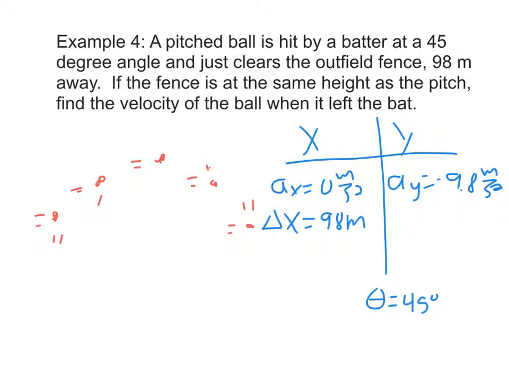We know that the ball starts and ends at the same height. So delta y is going to equal 0 meters. And we don't really know anything else. But what we're looking for is the velocity of the ball when it left the bat. So what we're trying to find is my v initial. So now based off what we're given, we're going to have to decide whether we want to work in the x or the y. It's going to make more sense to use y. So we're going to look in the vertical.